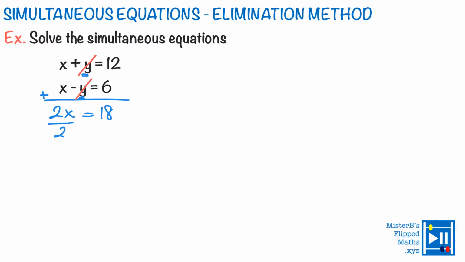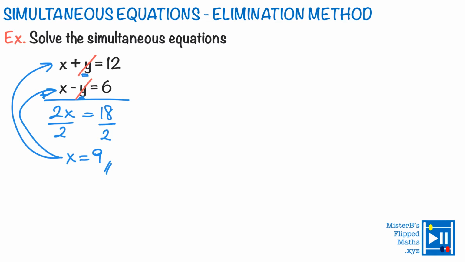So I'm going to divide both sides by 2 to leave x alone. So I'm solving for x. I find that x is 9. Once I find x to be 9, I can substitute the x value either in the first equation or in the second equation. It doesn't matter which. And then I can calculate the value of y.